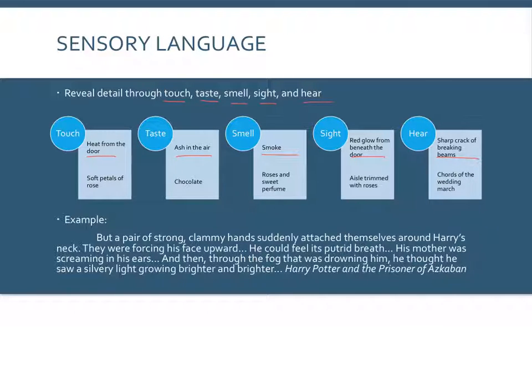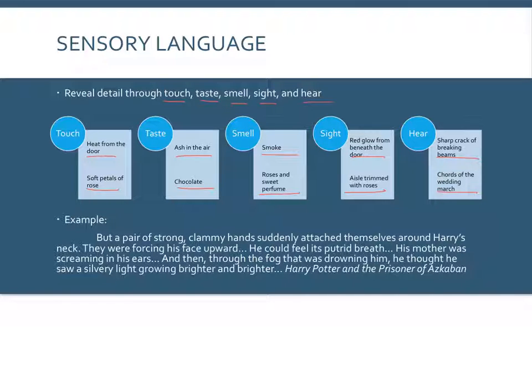Let's say, on the other hand, you want to write a romance piece. Maybe you can touch the soft petals of a rose. You taste the chocolate you ate just before you walked down the aisle, trimmed with roses that you see, smelling those roses with their sweet perfume, and hearing the chords of the wedding march. Use, again, all of these senses to help convey that detail for your piece.